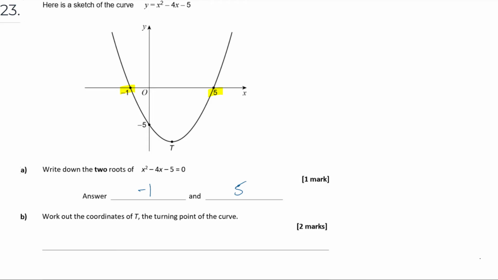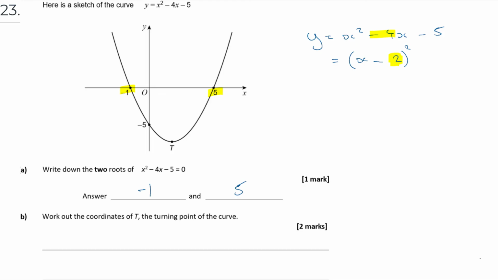Okay, now to find the turning point we need to complete the square, don't we? So I'm starting with y equals x squared minus 4x minus 5, and I'm going to rewrite it in the form of x plus or minus something all squared plus or minus something on the end. That number that goes here is always half of this one here, so we halve it, and that's what goes inside the bracket. So I'm going to get x minus 2 all squared.